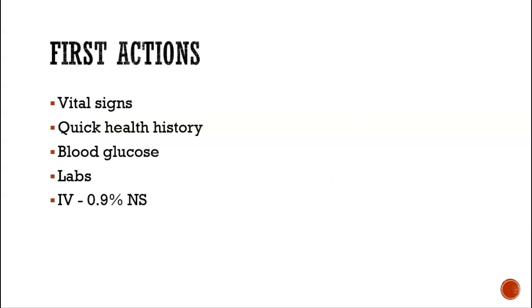We need to get a full set of vital signs. We're going to do a quick health history and check that blood glucose level. Additional labs will be drawn, and same ones from actually our first patient who came through. And then we want to get that IV going with 0.9 normal saline.